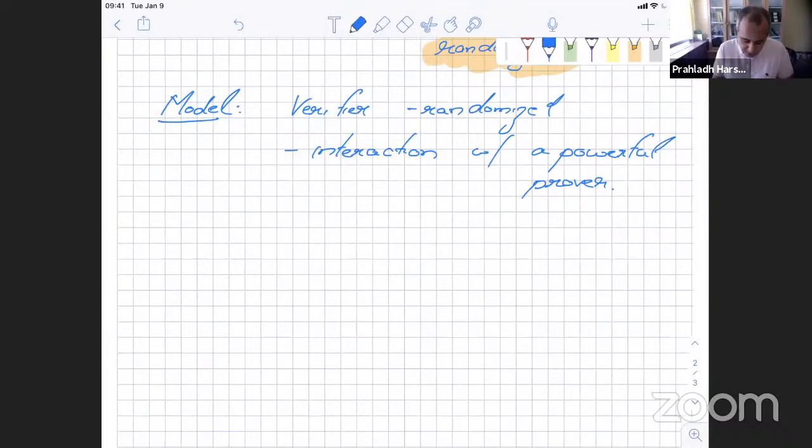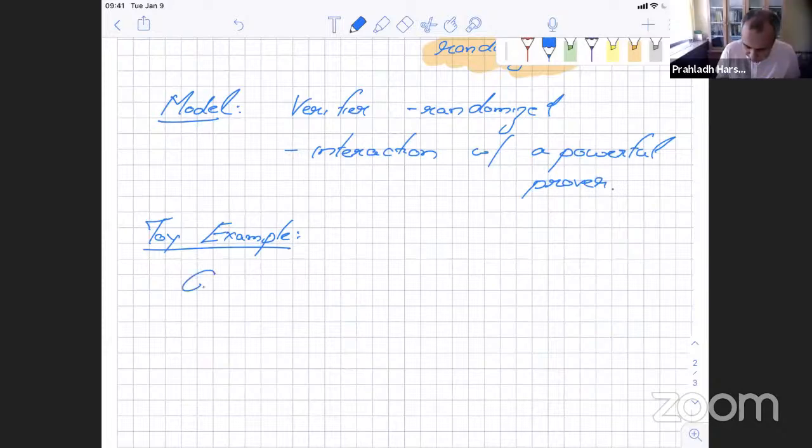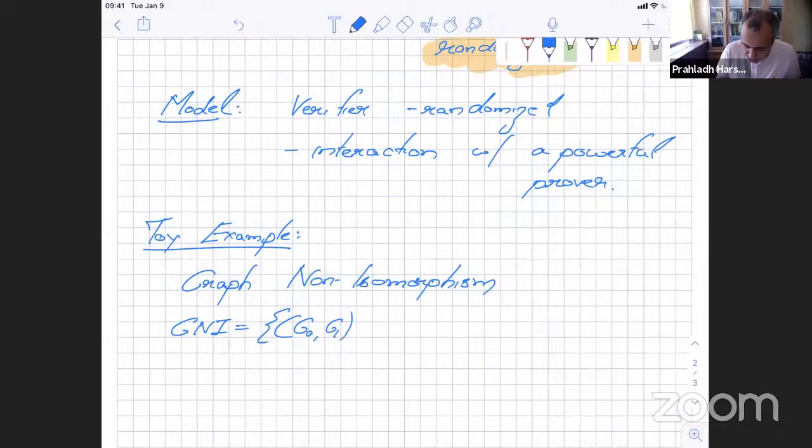But let's start off with one toy example, which we're going to work with. Actually, it's not a toy example, it's a big example. It's graph non-isomorphism, GNI. You're given a pair of graphs, G0 and G1, and the question is whether G0 is not isomorphic to G1. These are two undirected graphs.